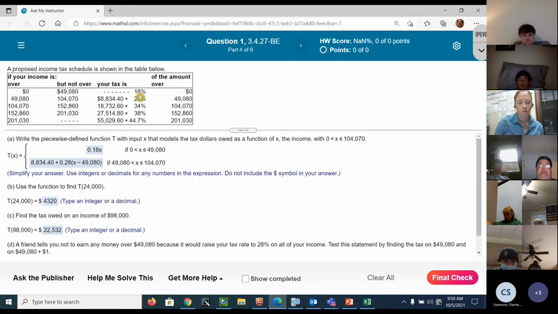0.18x, there's 0.18 times how much money you make, up to $49,080. After you get to $49,080, you go to the next bracket, which is 0.28x times 8834.40 times x minus 49,080, because you got to take into effect whatever this was.